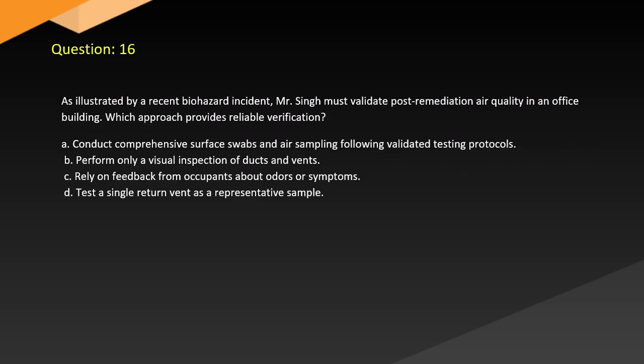Question 16. As illustrated by a recent biohazard incident, Singh must validate post-remediation air quality in an office building. Which approach provides reliable verification? A. Conduct comprehensive surface swabs and air sampling following validated testing protocols. B. Perform only a visual inspection of ducts and vents. C. Rely on feedback from occupants about odors or symptoms. D. Test a single return vent as a representative sample.